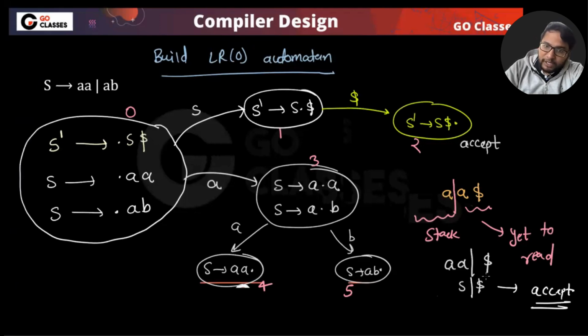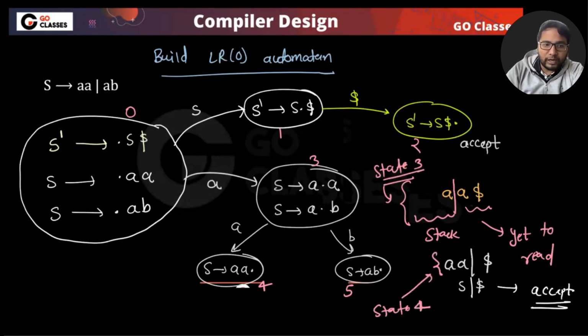Now, can anyone tell me if stack is this, now you are in which state? See here, can you tell me the state? State is 3. Here, can you tell me the state? State is 4. Now, here, can you tell me the state? Then which state it is? State is 1 actually. So basically, if S is coming, then you will go to 1. Consciously or unconsciously, you just did one thing. Can anyone tell me what is the thing that you did?